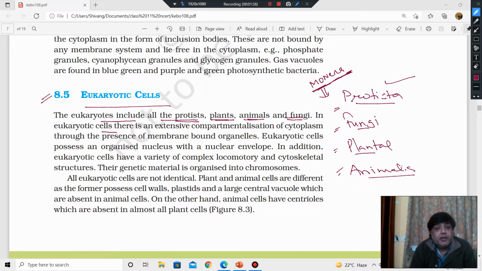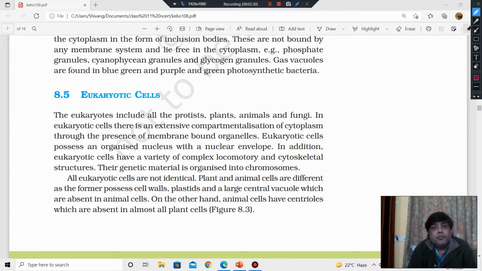In eukaryotic cell there is an extensive compartmentalization of cytoplasm through the presence of membrane bound cell organelles. Due to the presence of membrane bound cell organelles, cytoplasm gets divided into compartments. Membrane bound cell organelles are a characteristic feature of eukaryotic cell. In case of prokaryotic cell, membrane bound cell organelles are not present.